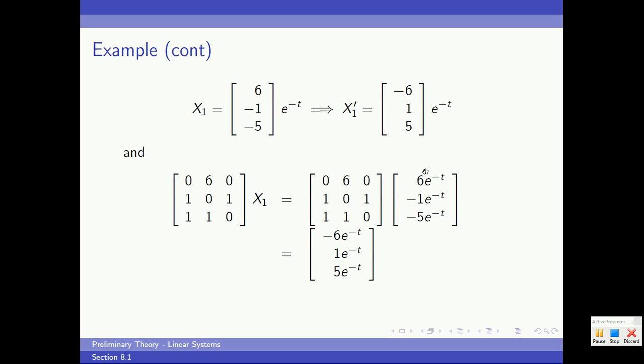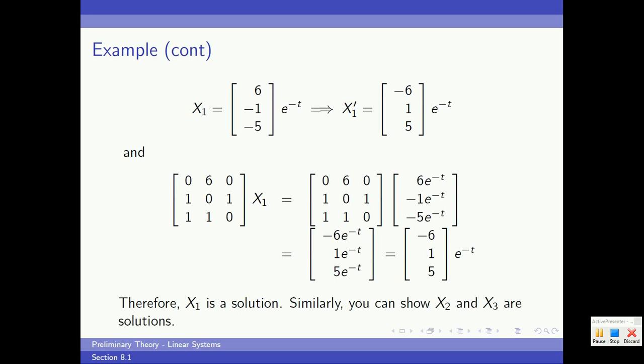My second row times my column. Here I'm going to have a 6e to the negative t, 0 times this one, minus 5. So that gives me the 1. The last row times this column, I have the 6 minus 1 plus 0. So that gives me the 5e to the negative t. So notice this thing, my x prime, is the exact same thing as my Ax. So, since they're the exact same thing, this one is a solution.